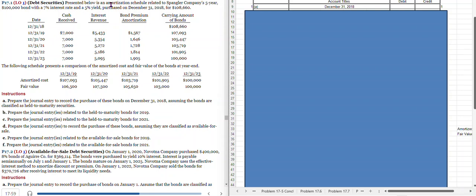Presented below is an amortization schedule related to Spangler Company's 5-year, $100,000 bond with a 7% interest rate and a 5% yield, purchased on December 31st, 2018 for $108,660. Here's our amortization schedule. Below it, the following schedule presents a comparison of the amortized cost and the fair value of the bonds at year end. Amortized cost, fair value. When we find the difference, that would be our adjustment.